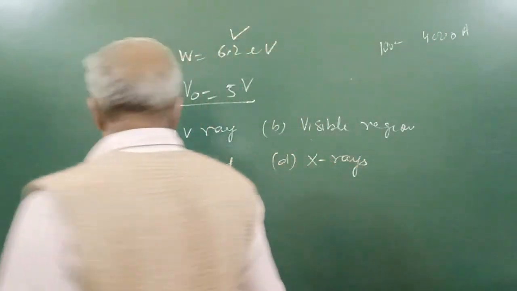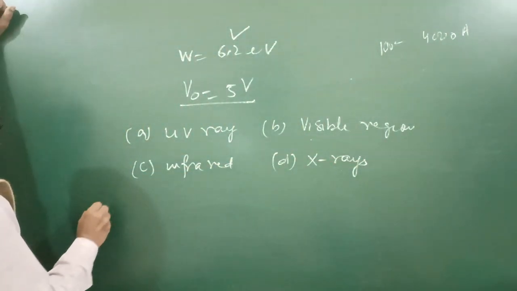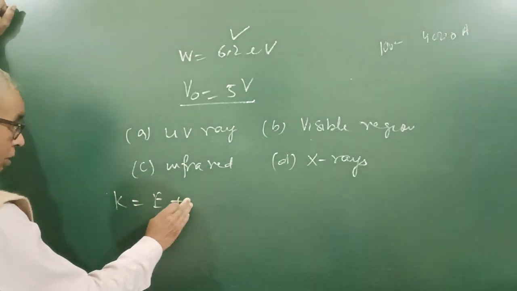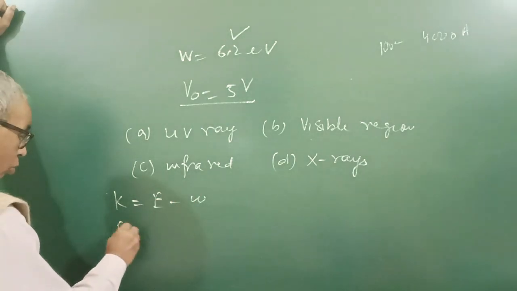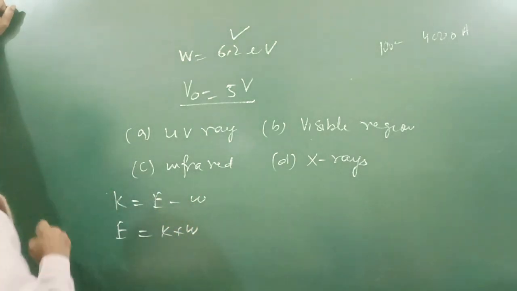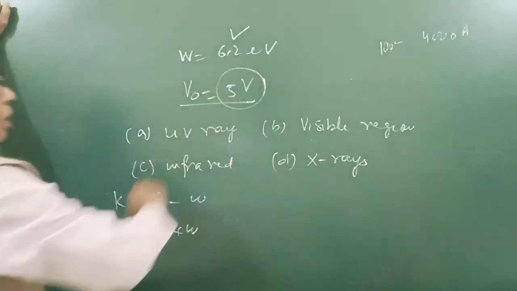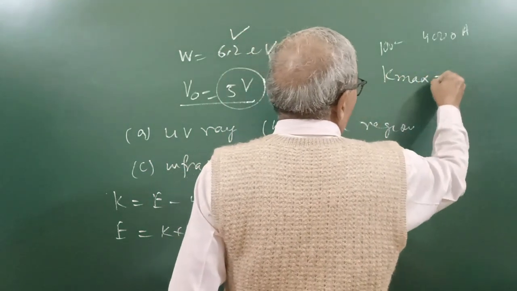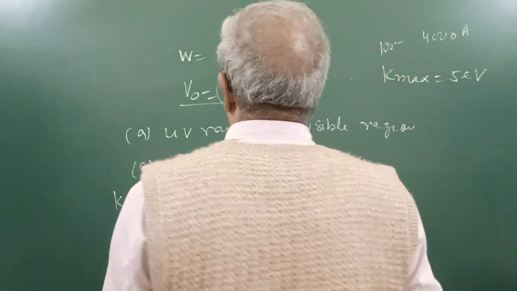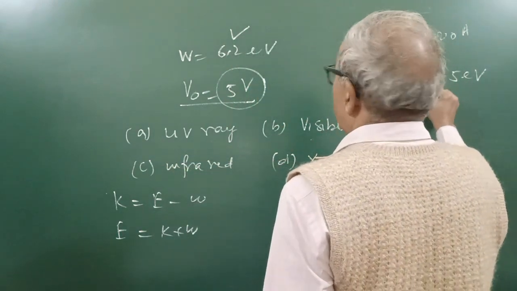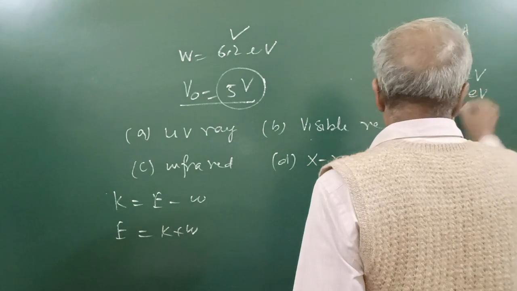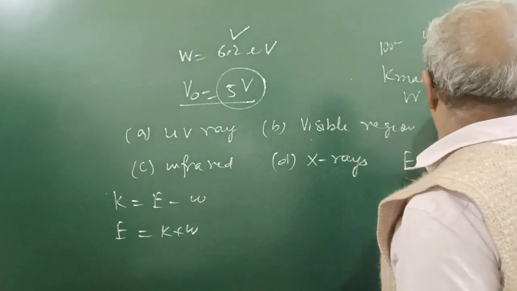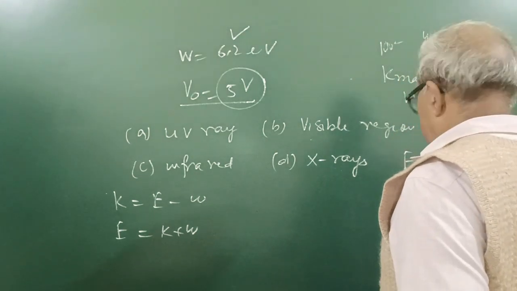So how to find the wavelength? Again, the question. Kinetic energy is equal to energy of photon minus work function. So energy of photon will be K plus W. 5 volt is the stopping potential, so K maximum will be 5 electron volt. And the work function itself is 6.2 electron volt. So the energy of photon which should fall on that is the sum of these two, which is 11.2 electron volt.